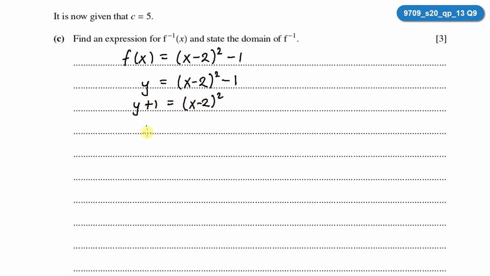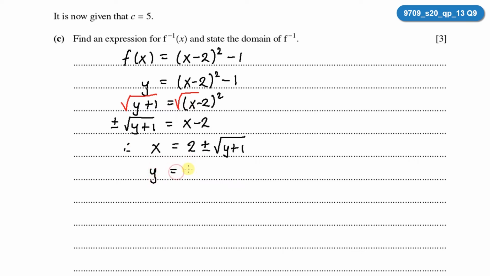And I'm going to square root both sides. So I'll square root here and square root here. This means that I'll be left with x minus 2 here. And here we'll be having plus or minus square root of y plus 1. So eventually we get x coming out as, adding 2 to both sides, 2 plus or minus square root of y plus 1. And then if we interchange variables, we're going to get y being equal to 2 plus or minus square root of x plus 1. So that means, therefore, that f inverse of x is going to be 2 plus or minus the square root of x plus 1.